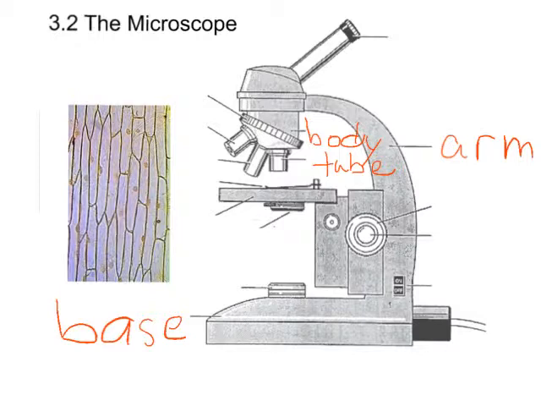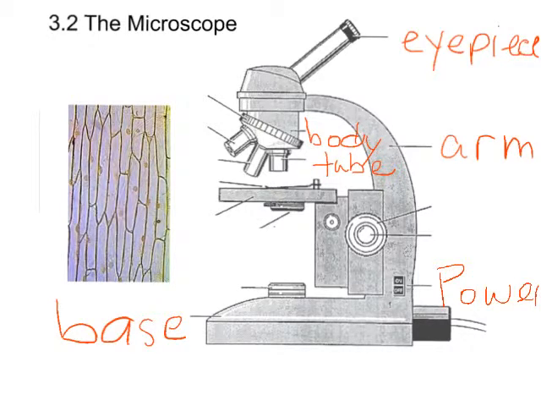And up here, this one is called the eyepiece, or sometimes the ocular lens, and it's usually a magnification of 10 times. So I think those are all the pieces that we have to start with. Let's go to the next slide. Oh, we have another important feature that I forgot, and this one should be easy. The power switch. That turns the illumination on and off.